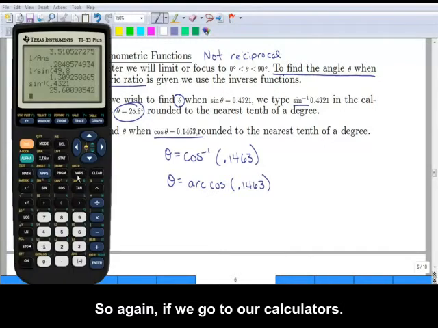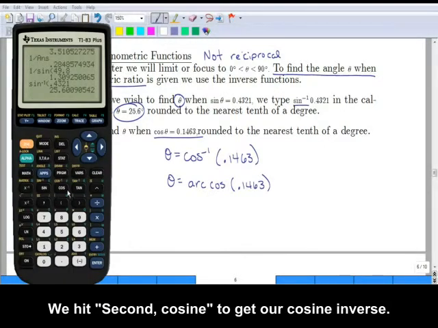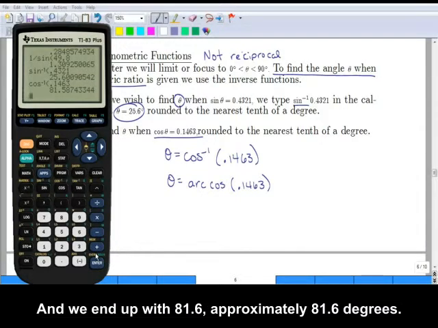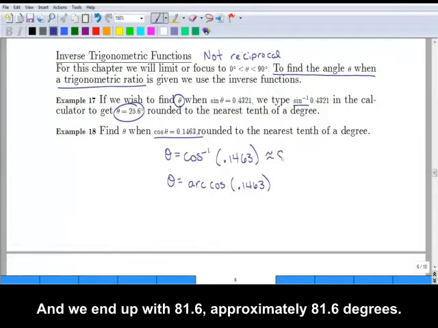So again, if we go to our calculator, we hit second cosine to get our cosine inverse, and then we do 0.1463. And we end up with 81.6, approximately 81.6 degrees.